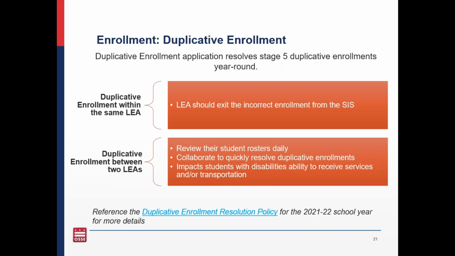We do use the data that we receive from the LEAs, and I mean we as OSSE, to do an initial determination of where the student is. However, we do give the LEAs the opportunity to appeal those decisions and provide documentation. This is another reason why you maintain all of your documentation. And the duplicative enrollment resolution policy will outline the type of documentation that is required to be uploaded.